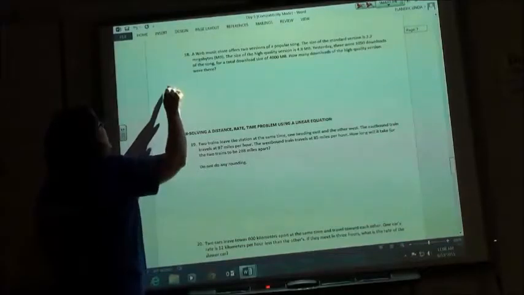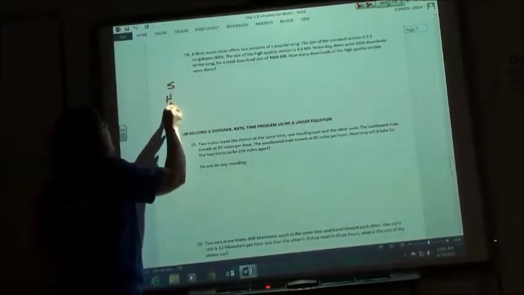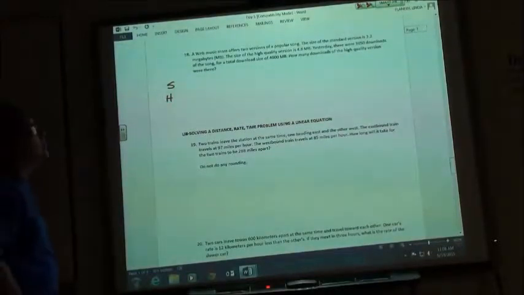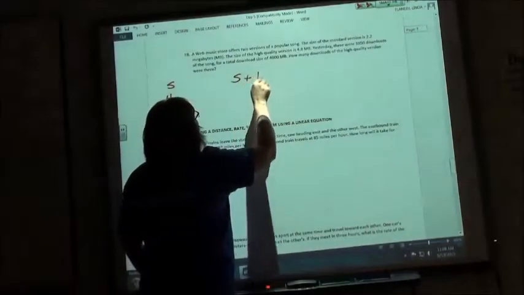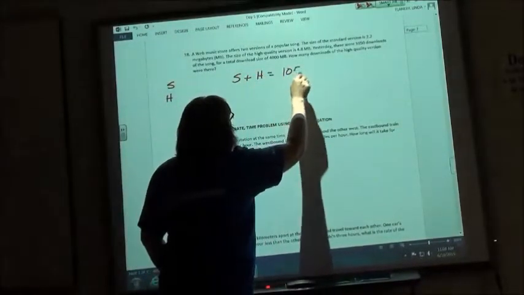So we have a standard version and a high quality version. So S is going to be my number of downloads for the standard. H is my number of downloads for the high quality. How many downloads? Well, we know there was 1,050 downloads total of the song. So the standard plus the high quality would equal 1,050.